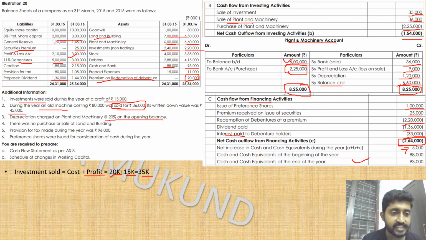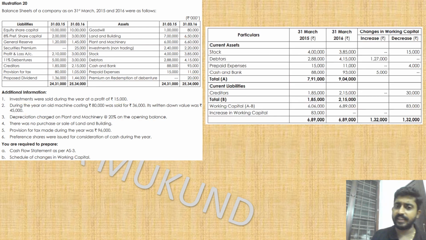So what is asked in the question is the cash flow statement and statement of changes in working capital. We can make that, it is very easy. As given in the question, we will go for the working capital. What is working capital? Current assets minus current liabilities. We will take all the current assets. Stock is a current asset, debtors is a current asset, prepaid expenses, cash and bank.